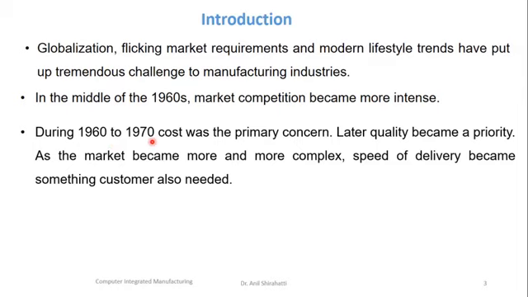From 1960 to the 70s, in these decades, the cost was the only primary concern. Later, quality became the priority. As the market became more and more complex, even the speed of delivery became something the customer also needs. So in the 1960s, whichever part was produced at less cost, people were not concerned about the quality, they were only concerned about the cost. Then came the demand: not only the cost, I need a better quality product within that cost. Now the situation is that I want a less costly product, better quality, and it should be delivered very fast.